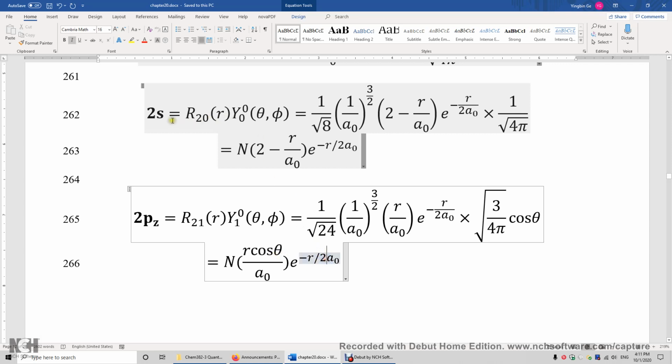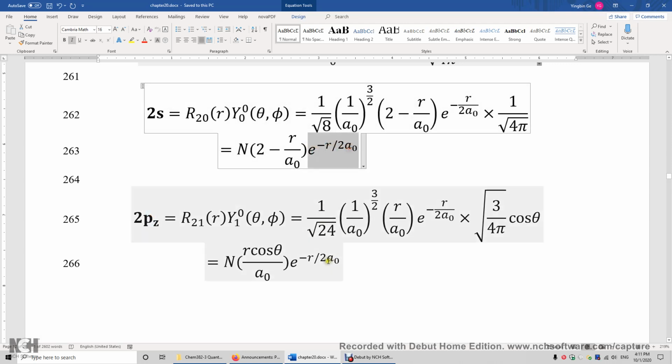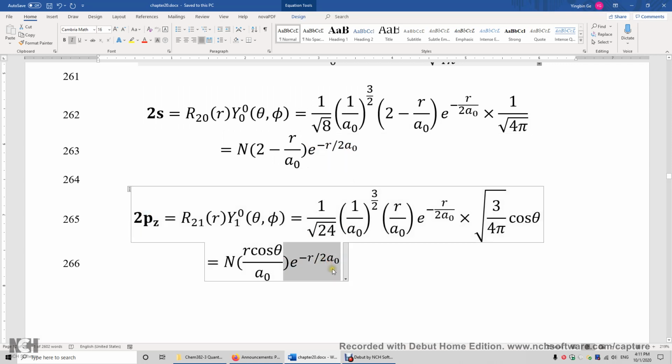Alright, and if you look at 2s and 2pz, they have the same exponential function, e to the power of negative r over 2a naught. All right, so if you look at 2px, 2py, they also have this exponential function. What about 1s? 1s has an exponential function, but for the 1s orbital, it's e to the power of negative r over 1a naught. What about 3s, 3p, 3d? E to the power of negative r over 3a naught.